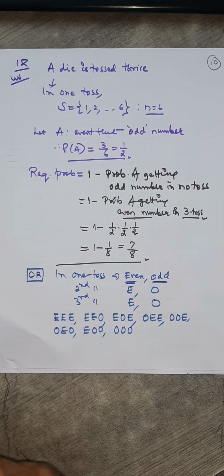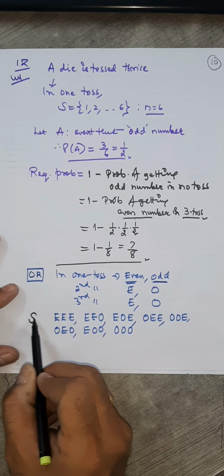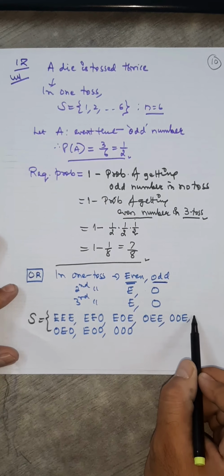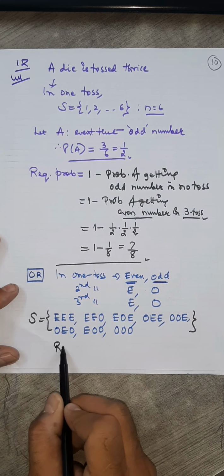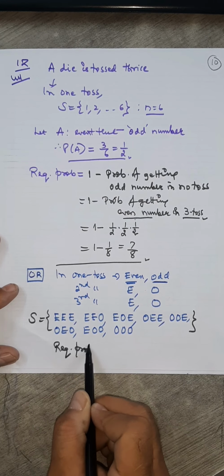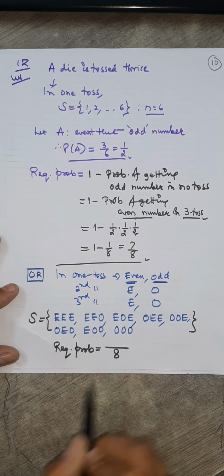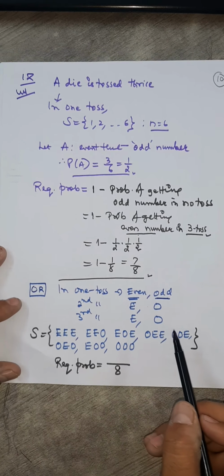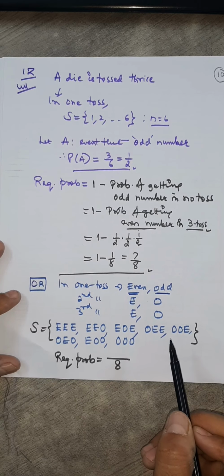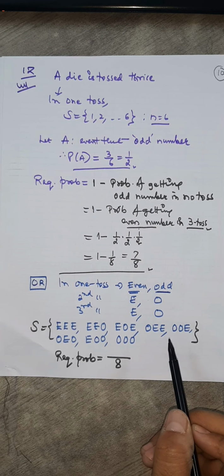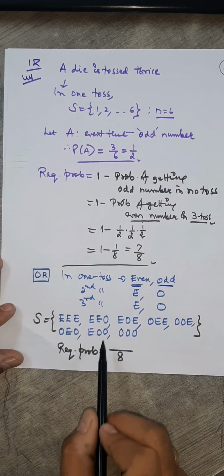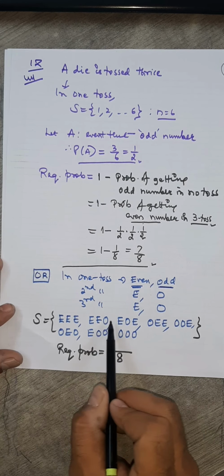Total 8 possibilities. This is the main sample space you can consider. So the required probability equals to something upon 8. Now look at the question. What is asked in the question? Probability of getting an odd number at least once. So odd should be 1 or more than 1.